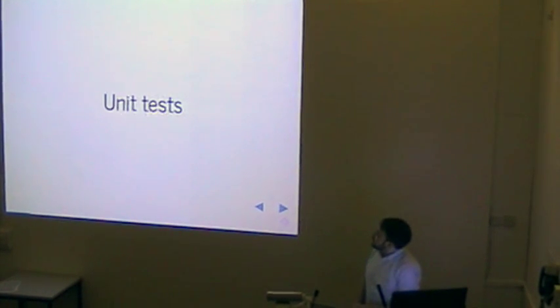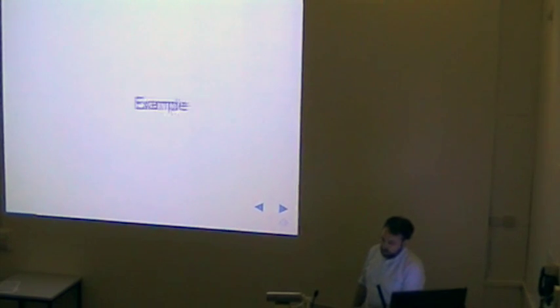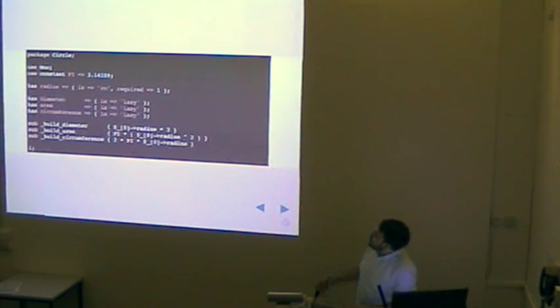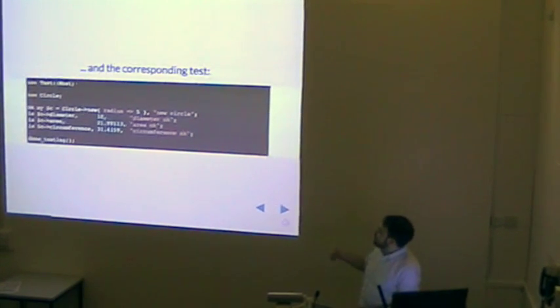So we start by looking at a unit test. And we've got an example here. Can everyone read that? It's not hugely important if you can't, but it's just a very basic class with a few attributes and builder methods on the attributes. And then we have a corresponding sort of unit test for it. Again, this is a trivial example.